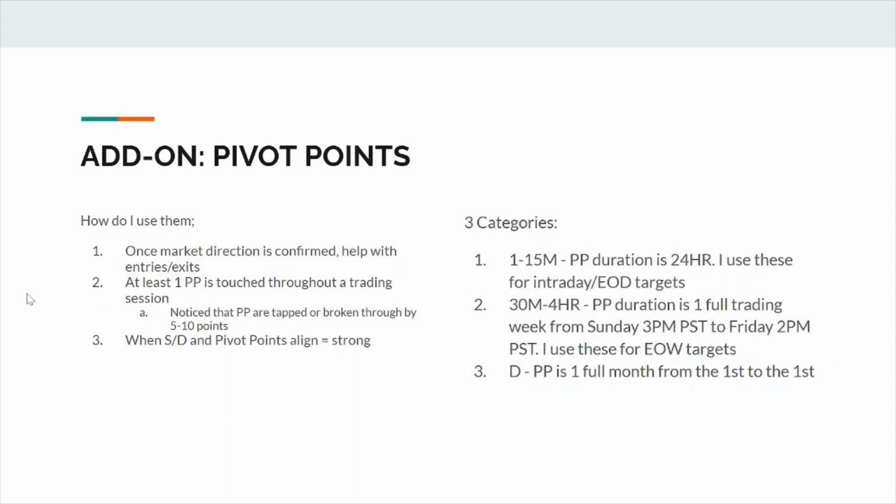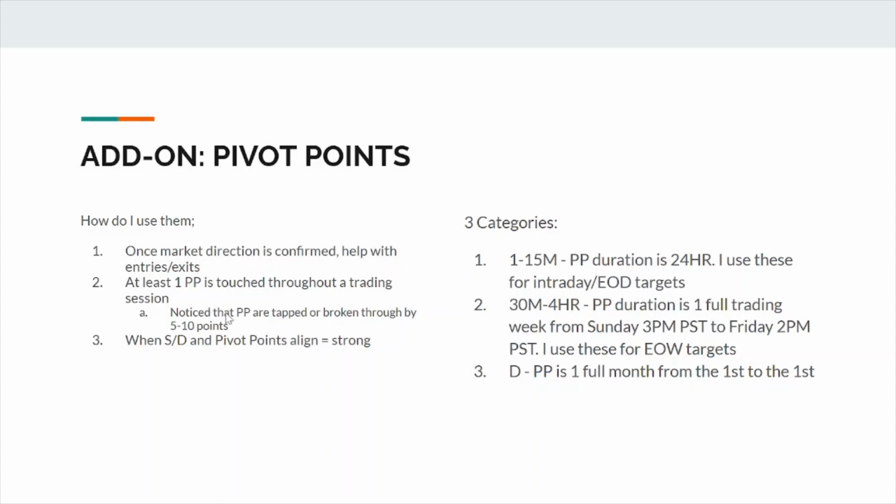But how do I use pivot points, right? Once the market direction, like the daily bias or even the weekly bias, is determined, that can help me a lot with my entries or exits using pivot points. I've noticed that at least one of the pivot points is touched throughout a trading session. Now that could be London, so the overnight session, or that could be New York Open or Power Hour, whatever session you're trading. It usually touches the pivot point at least one time.